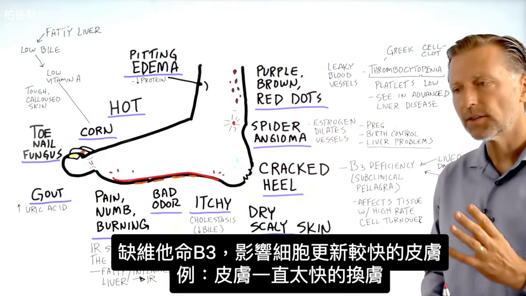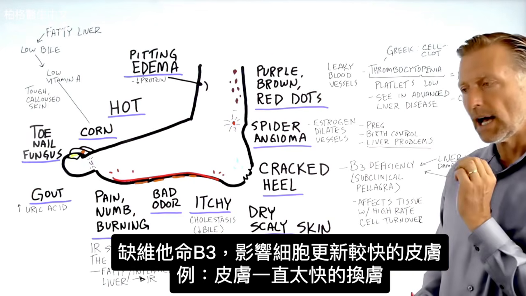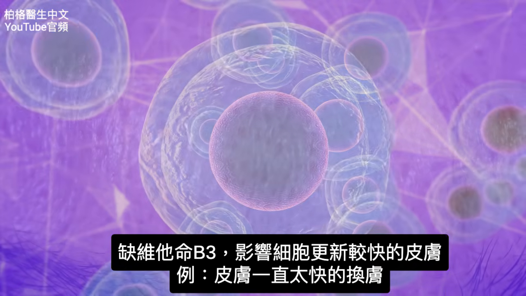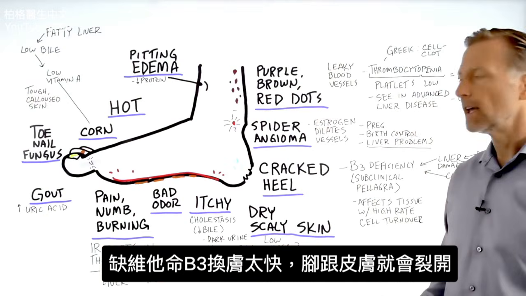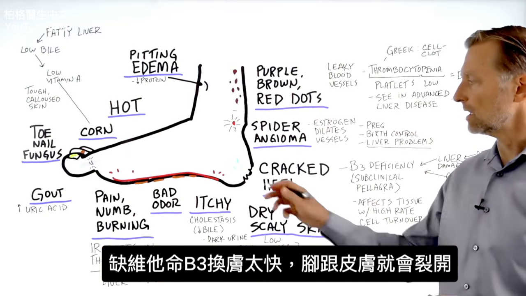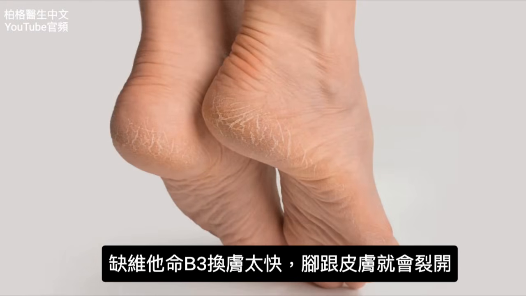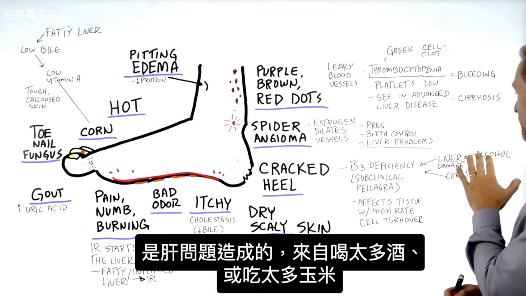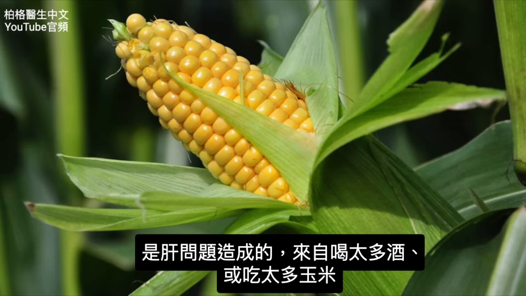And so a B3 deficiency affects areas of the body where you have a higher rate of cell turnover. Like the skin has to constantly replace itself. Well, when you're deficient in B3, you're not going to be able to replace these cells efficiently, and it's going to show up in cracked skin. Now, what can cause that? Well, liver problems, which can come from drinking too much alcohol. It can also come from consuming too much corn, and I'll talk a little bit about that in a bit.